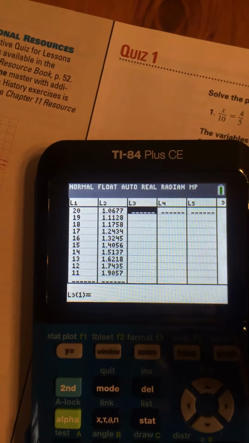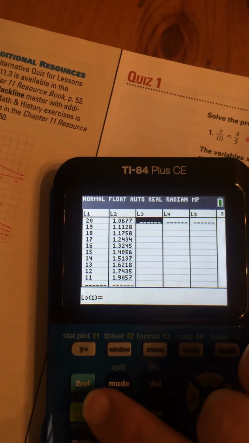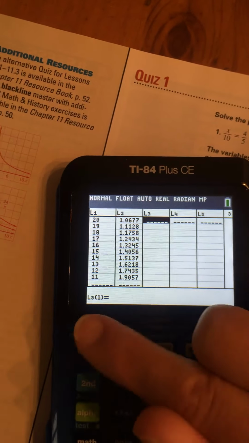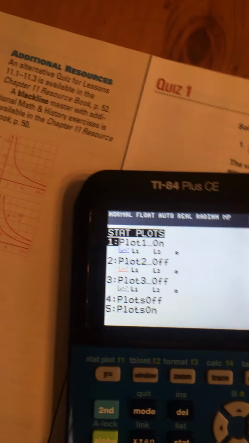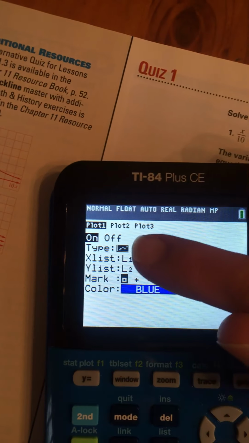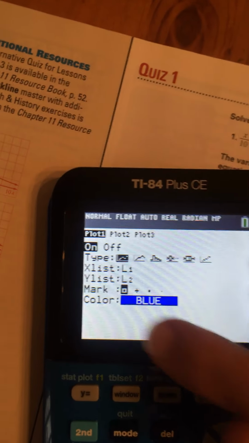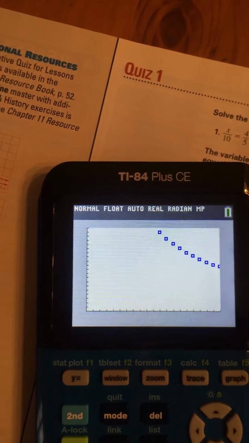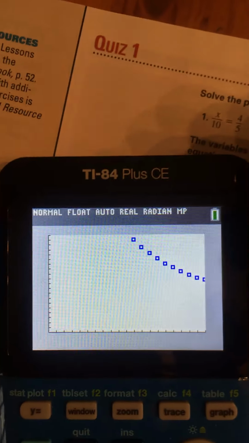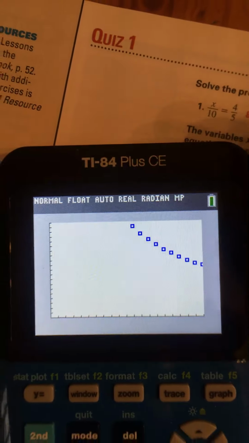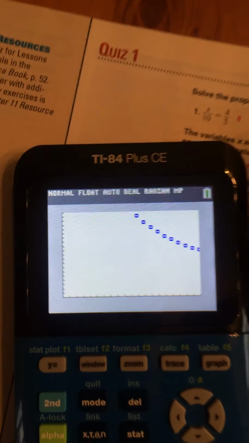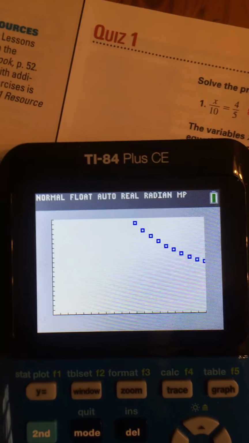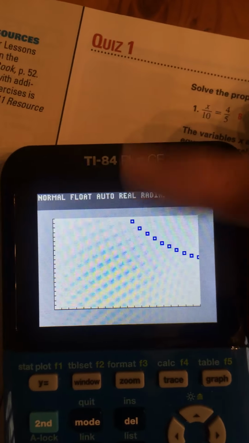I would put in list 1 and 2. Then I would go to second of y equals, which is stat plot. If it was off, I'd turn it on. I'm going to hit enter. It's on. It's dots. I'm going to use list 1 and 2, and it's going to be blue, and I'm going to graph it. And look, it's a curved line. So I know they vary inversely. Directly, it would have made a straight line. So they're inverse. Classic little shape there. All right, hope you enjoyed this.